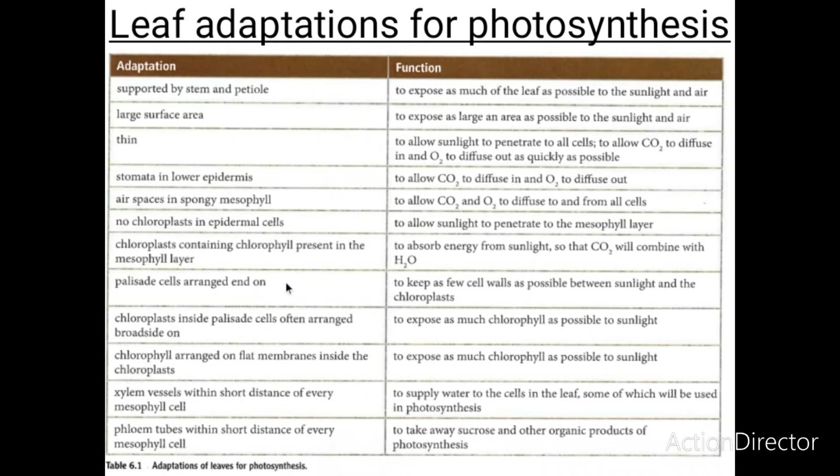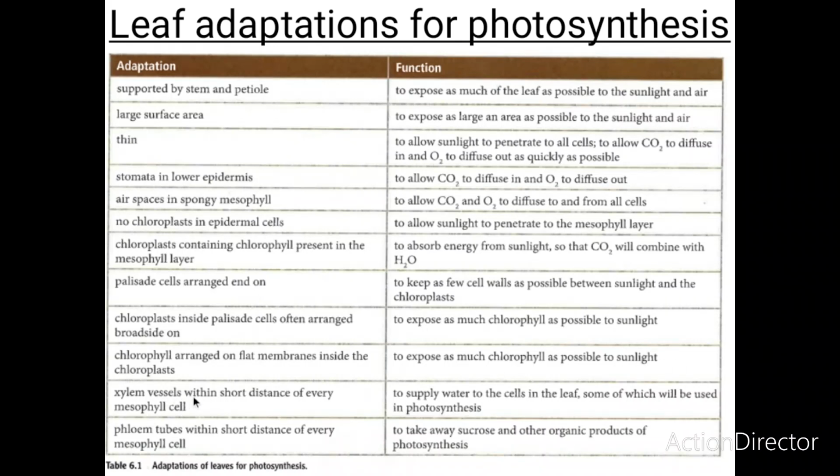The palisade mesophyll cells are often arranged end-on to keep as few cell walls as possible between the sunlight and the chloroplasts. The chloroplasts inside palisade mesophyll cells are often arranged broadside on to expose as much chlorophyll as possible to the sunlight. The chlorophyll is also arranged on flat membranes inside the chloroplast to expose as much chlorophyll as possible to the sunlight.